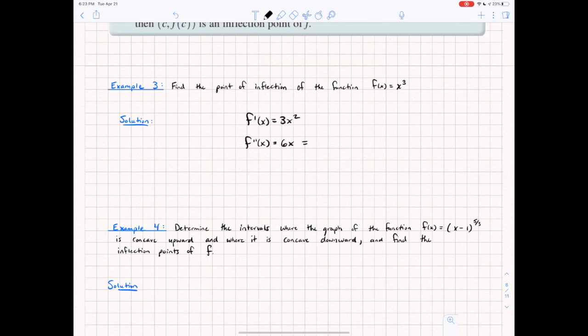And again, my task here is to set this equal to 0 and solve. Well, I know to just divide by 6, I get x is equal to 0. So this is a possible point of inflection. So just like critical numbers, I'm not sure if that guarantees it or not. So I need to go through and do a number line where I'm going to mark 0.